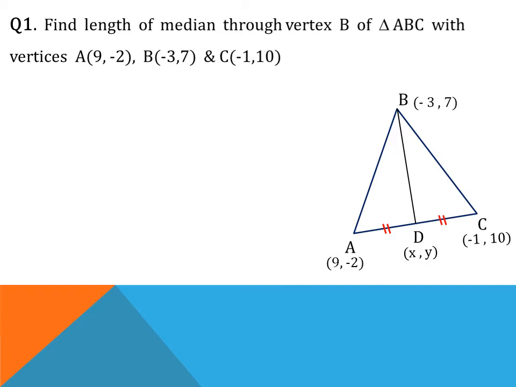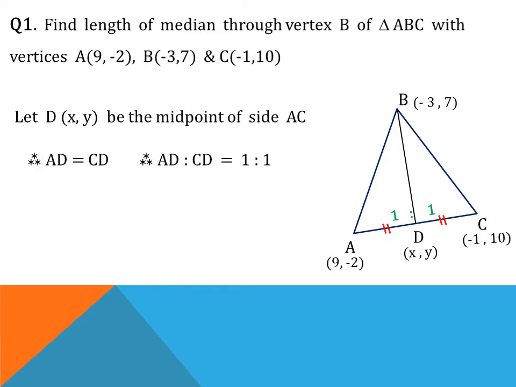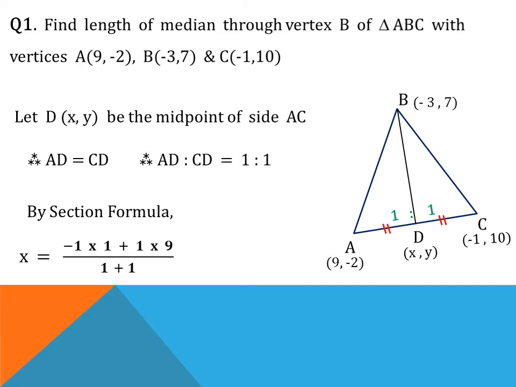So we'll say that let the midpoint of side AC be D equal to x comma y. Now since it's the midpoint, therefore AD will be equal to CD and hence their ratio, AD is to CD, will be 1 is to 1. So now by applying the section formula, we'll have x is equal to minus 1 into 1 plus 1 into 9 upon 1 plus 1. So if we solve it further, we'll have the value of x as 4. Similarly, y will be 1 into 10 plus 1 into minus 2 upon 1 plus 1. So that will give us the value of y as 4.